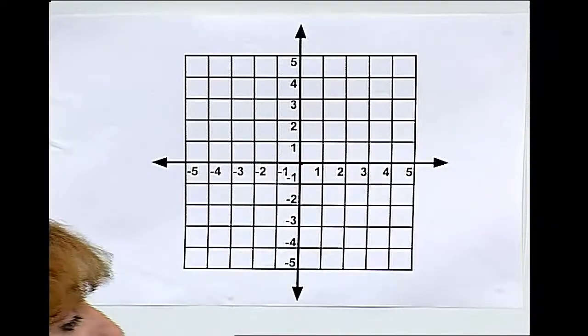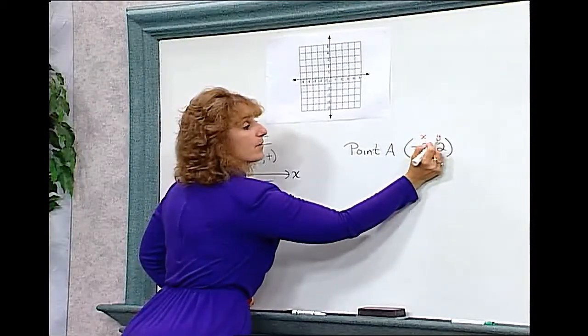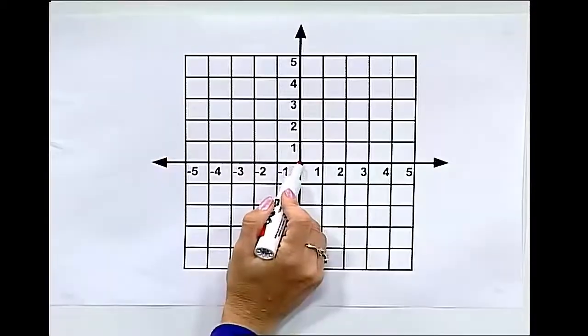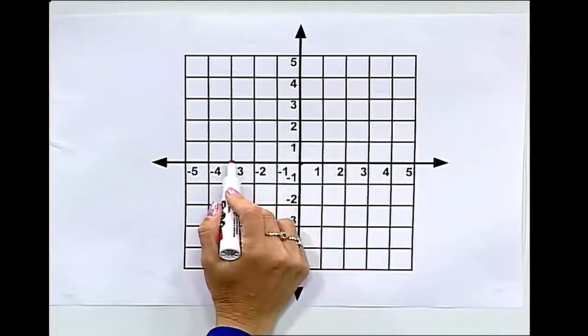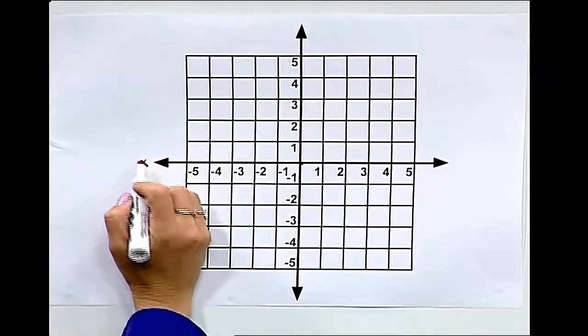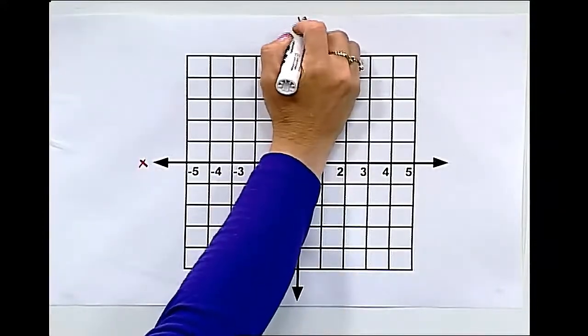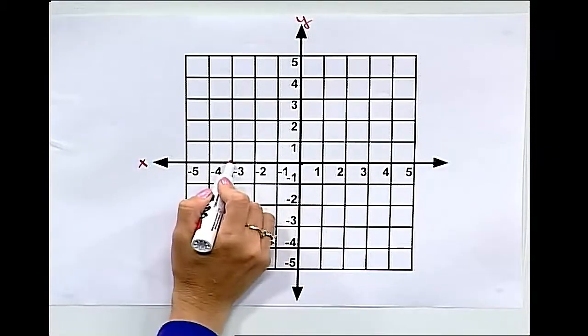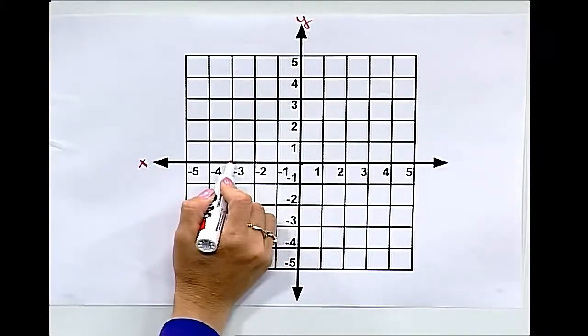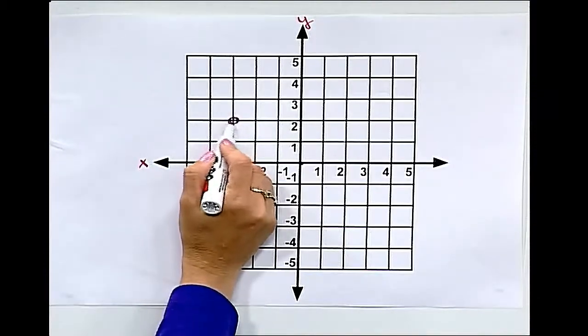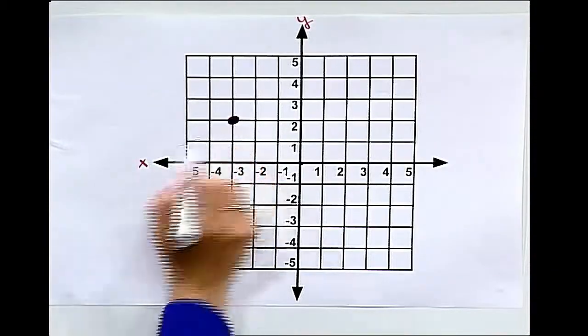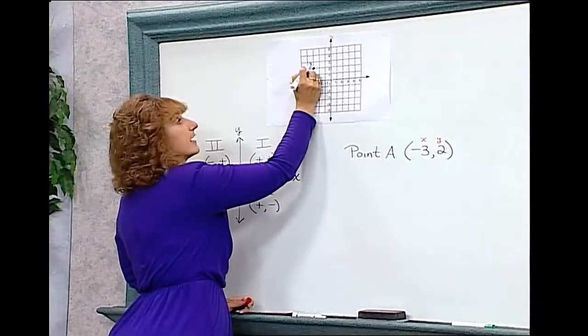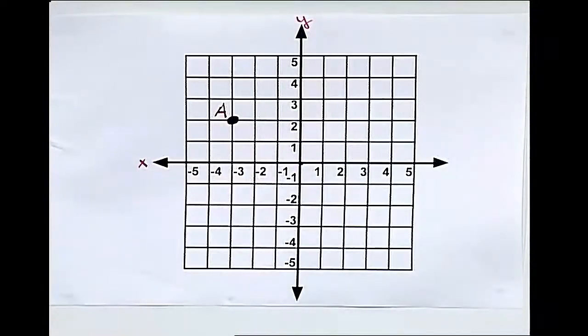-3, remembering this is my x and this is my y. I'm going to go -3 on the x-axis. This is the x-axis. This is my y-axis. So if I go -3, I'm here. But then I need to go up 2. 1, 2. My point goes right there, and I can label that point A.